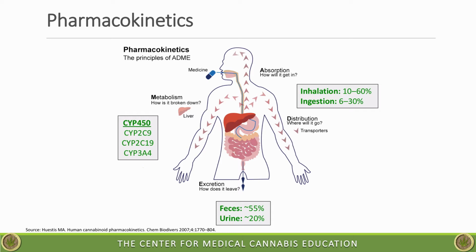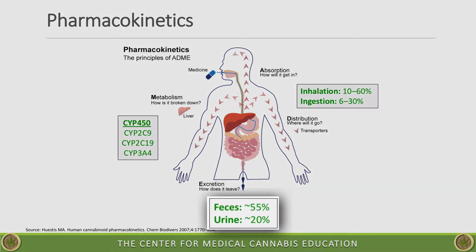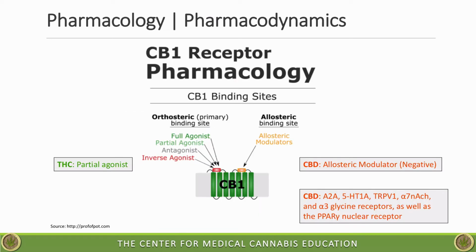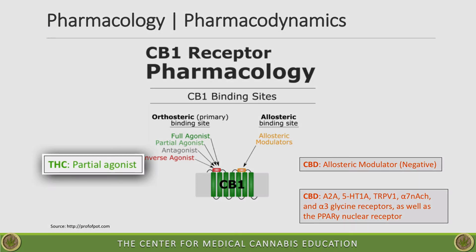And as far as excretion is concerned, slightly more than half of the THC that is administered will be excreted in feces, and roughly 20% will be eliminated in urine. We're going to talk more about pharmacokinetics in a few slides. Now let's look at the pharmacology of THC and CBD. THC is a partial agonist of the CB1 receptor.